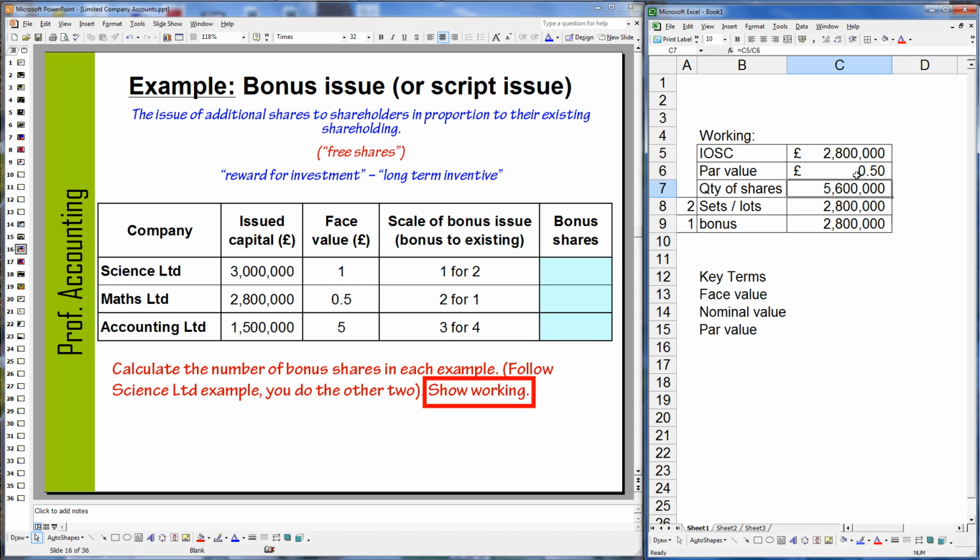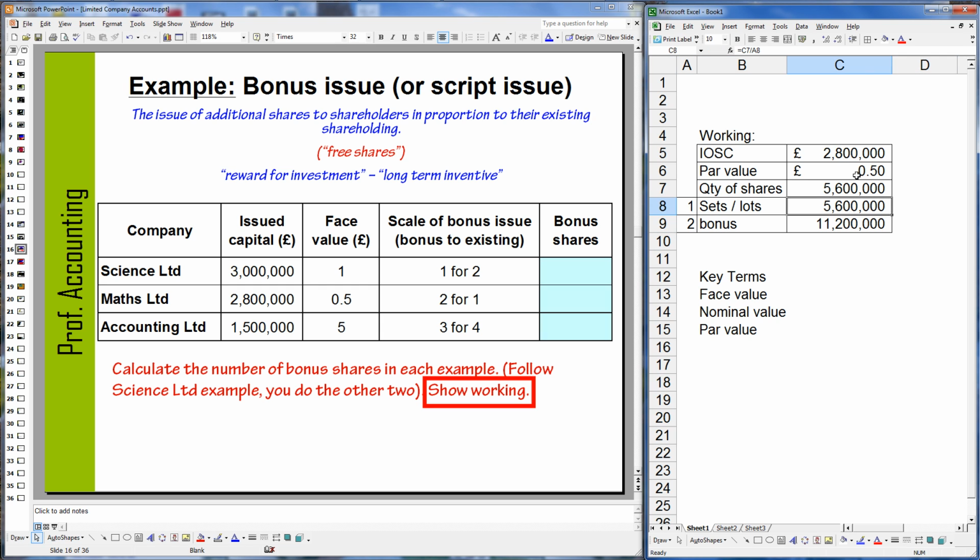The ratio, the proportion of the scale bonus issue is 2 to 1. So that means you want to know how many sets of 1. Well, it's the same value, and you're going to give 2 bonus shares, so it's twice as many as the sets. So your answer you should have got was 11.2 million. 11.2 million for Maths Limited. Hopefully you got that right.